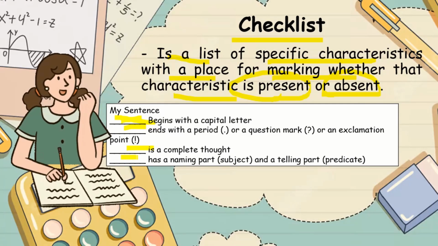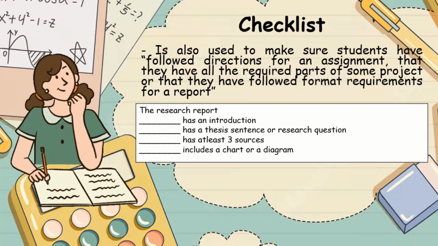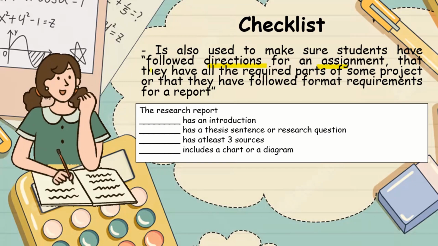A checklist is also used to make sure students have followed directions for an assignment, that they have all the required parts of some project, or that they have followed format requirements for a report. Take note that the checklist does not evaluate the quality of the project. It just makes sure that the directions have been followed and all required elements are present.